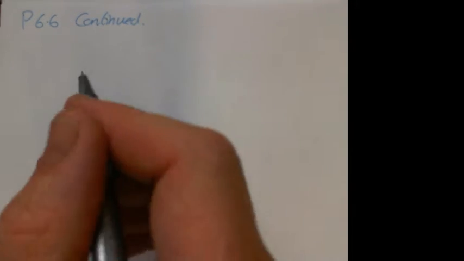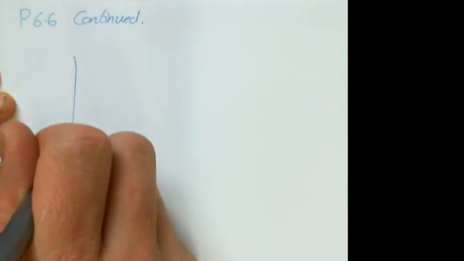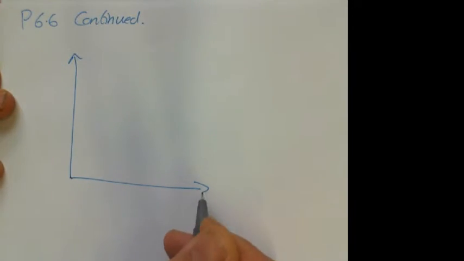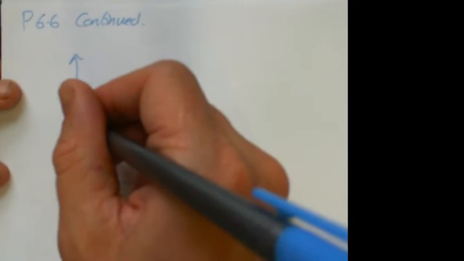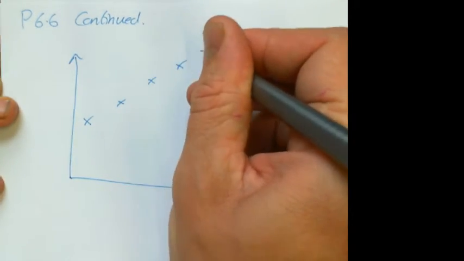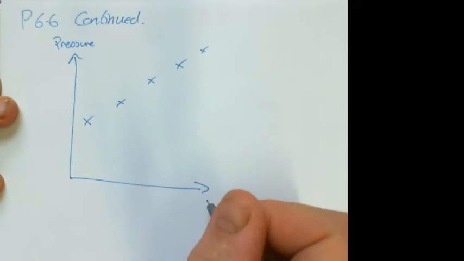So P6.6 continued, and the only thing that I want to talk to you about, which I didn't mention in the last one, was an experiment that you can do where what you want to do is you want to measure the pressure in a gas and you want to change the temperature. Okay, and if you do that, you end up with a graph that looks like this. So if this one is pressure and this one is temperature.